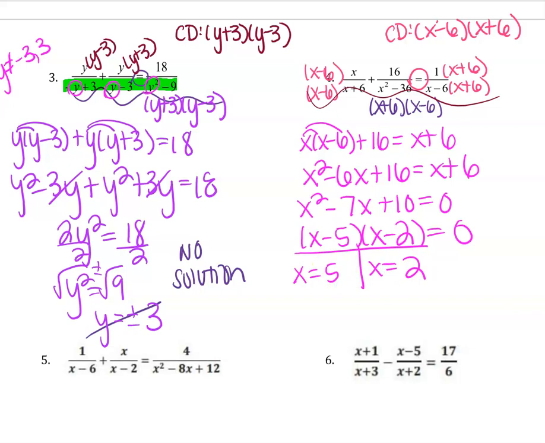Now again, go back to your original. Look at that denominator. The only restrictions I'm seeing are I cannot have plus or minus 6 because that would cause my denominators to go to 0, and neither of those came up. So x equals 5 and x equals 2 are my solutions.